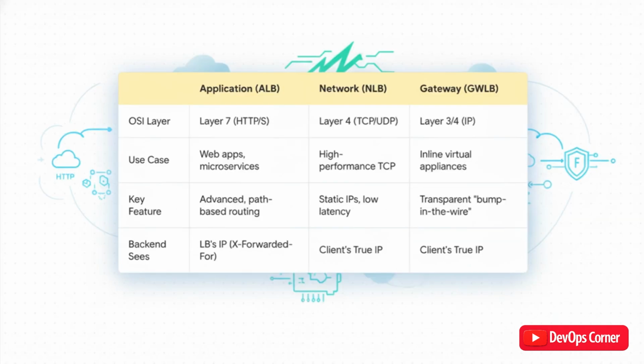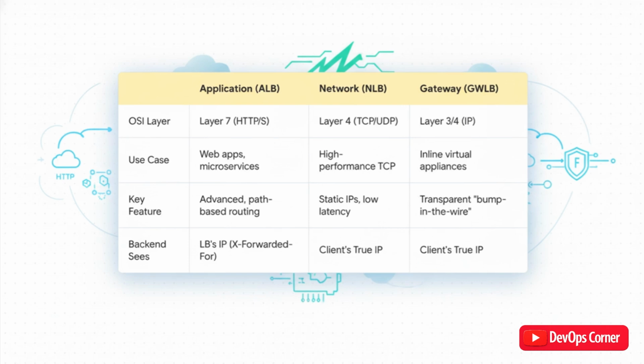Now this is where things get really interesting, because this table shows a fundamental trade-off. You've got the application load balancer, the ALB, on one side. It's smart, right? It understands HTTP. But look at that last row. Your backend server only sees the load balancer's private IP. That means your app logs are going to be full of the LB's IP unless you go to the trouble of parsing the X-Forwarded-For header.